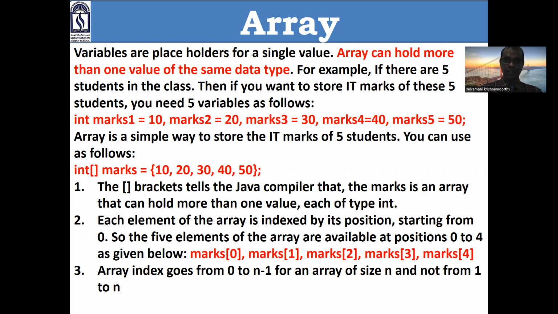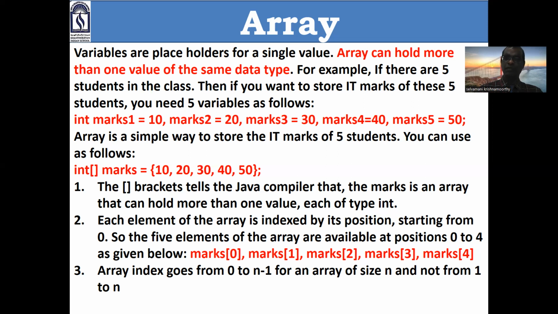For example, assume there are 5 students in a class. If you want to store the IT marks, information technology marks, of these 5 students, we need 5 variables. Am I right? We need 5 variables. For example, int marks1 equal to 10. In this case, marks1 is a variable which is assigned 10, scored by student number 1 as the IT mark. Similarly, marks2 equal to 20, marks3 equal to 30, marks4 equal to 40, marks5 equal to 50. Marks1 represents the first student's mark, marks5 represents the fifth student's mark, like this. I need 5 variables.